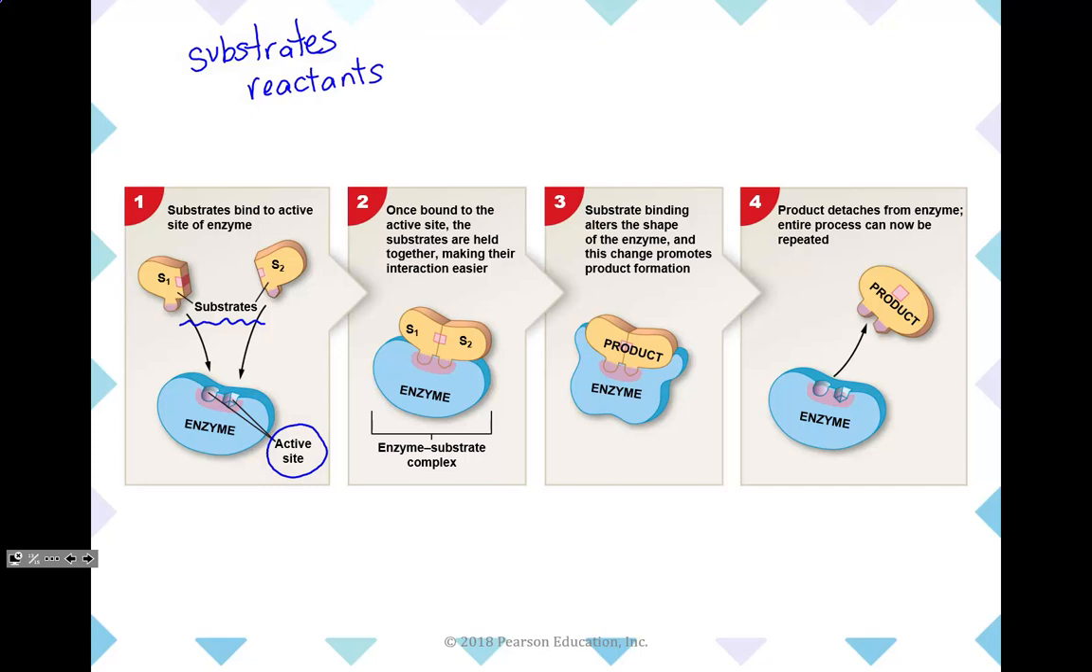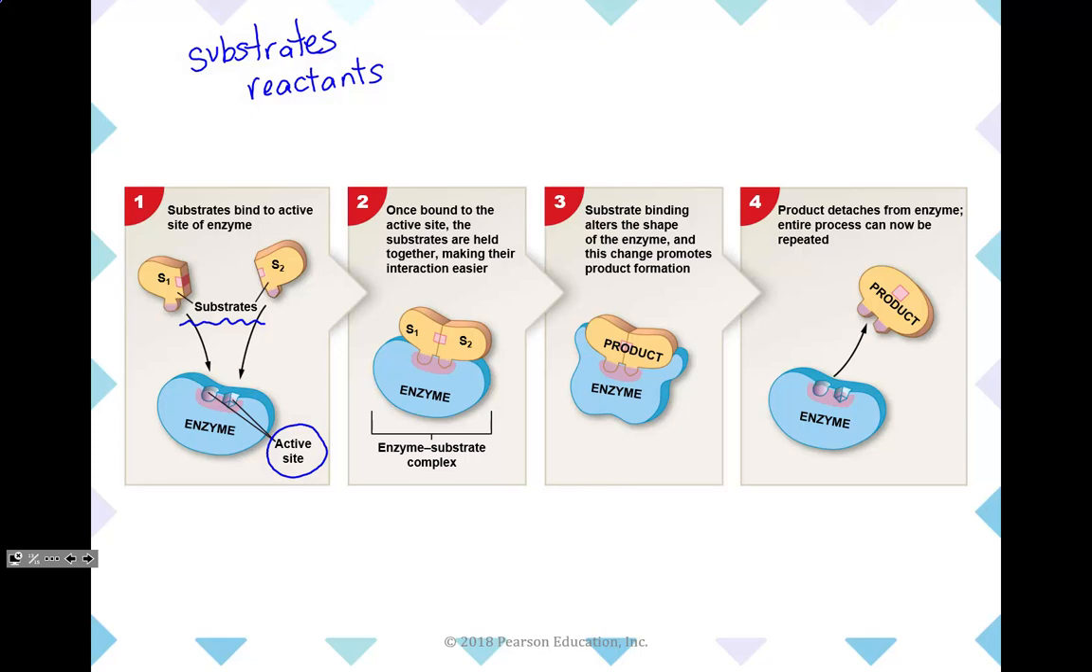Okay. Chemists over here are working on chemical reactions, and they use the word reactants. Biologists are over here working on enzymes, and they use the word substrate. But when we're talking about an enzymatic reaction, a chemical reaction that an enzyme catalyzes, those two things end up being the same. So these substrates bind to the active site of the enzyme.